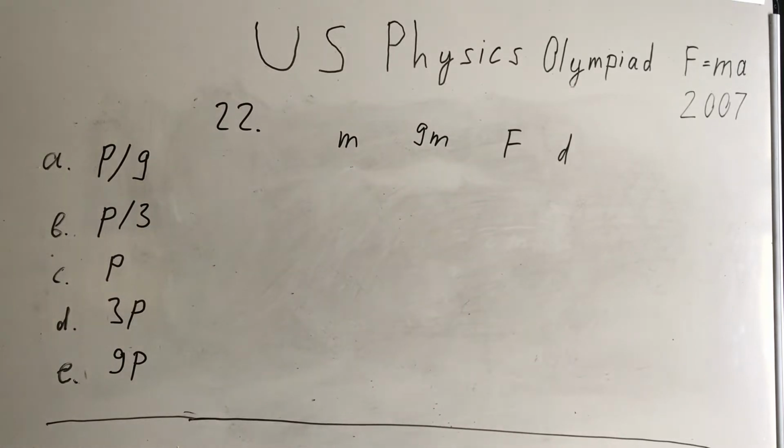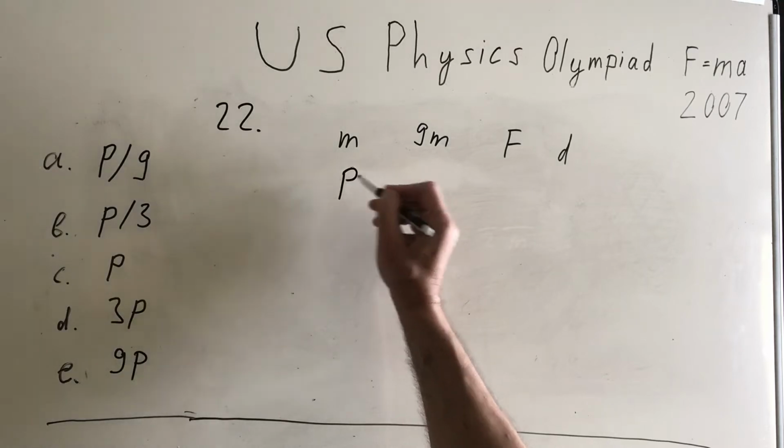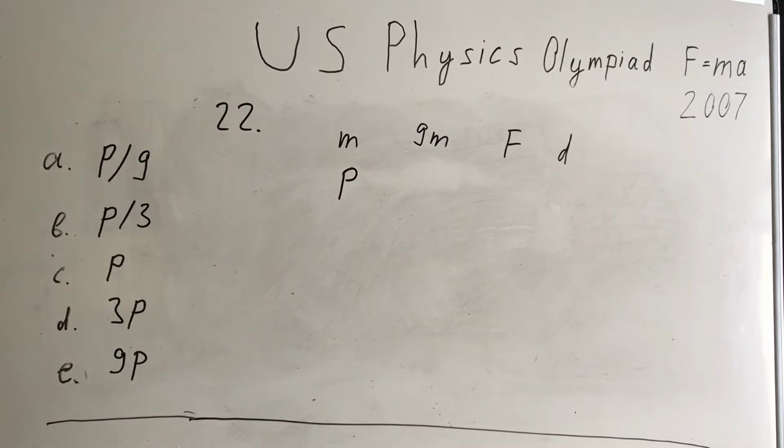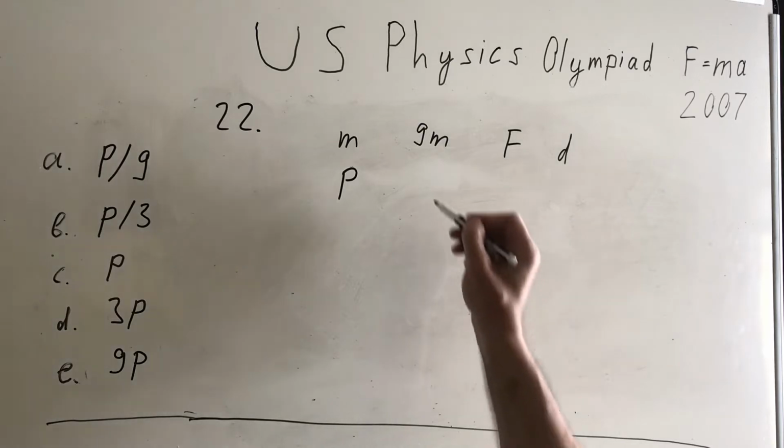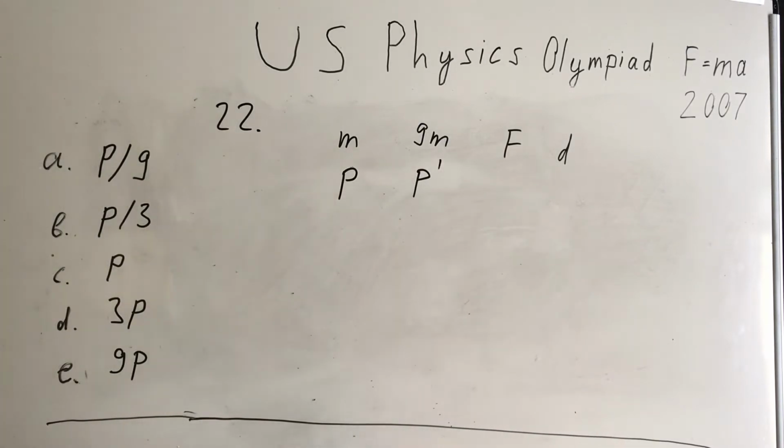A constant force F acts on the rocket of mass m for a distance d. As a result, the rocket acquires a momentum p. If the same constant force F acts on the rocket of mass 9m for the same distance d, how much momentum does the rocket of mass 9m acquire? So we need to find what p prime is.